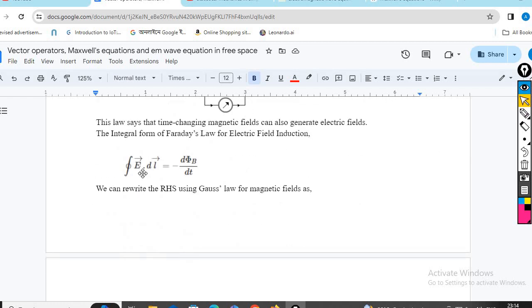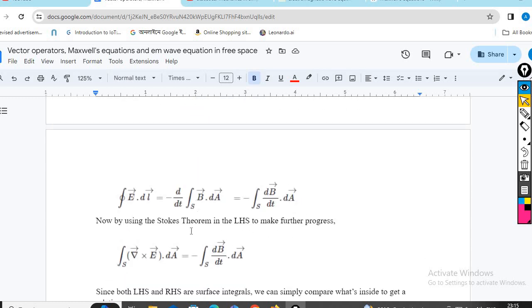So now on the left hand side you have 1D integration and on the right hand side you have 2D integration. So now what can we do? We can have a relation between these two. We are going to use the Stokes theorem. What does Stokes theorem say? This will convert the 1D integral into 2D integral. How are we going to do this? By using the curl. So this will be converted into 2D integral, and obviously the right hand side is in a 2D integral.